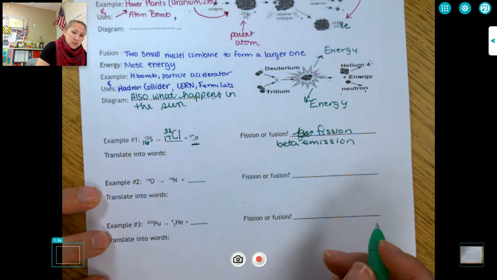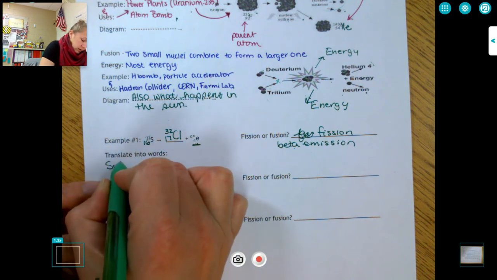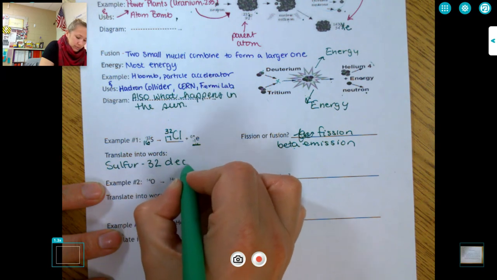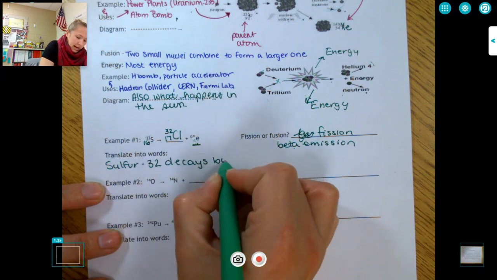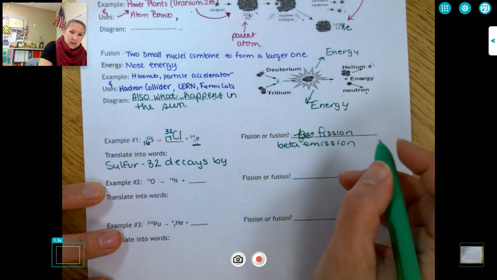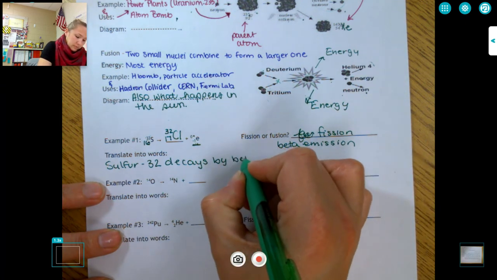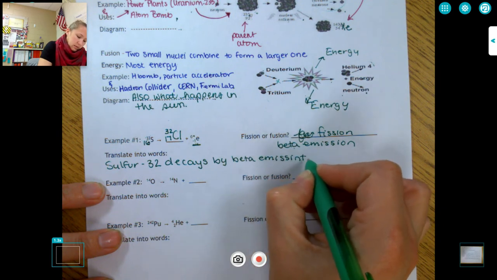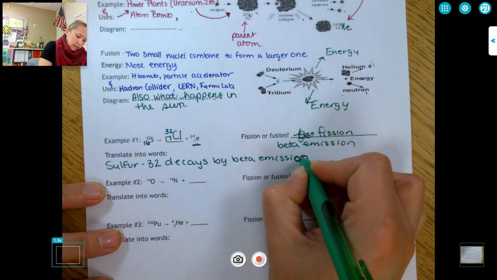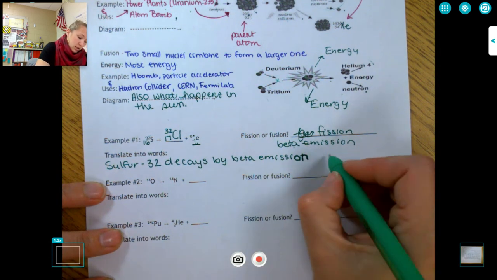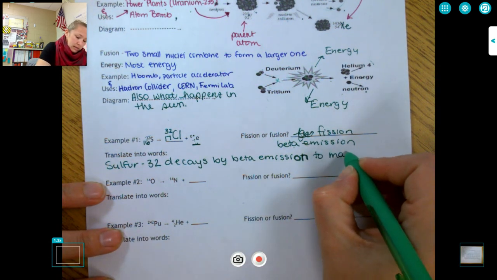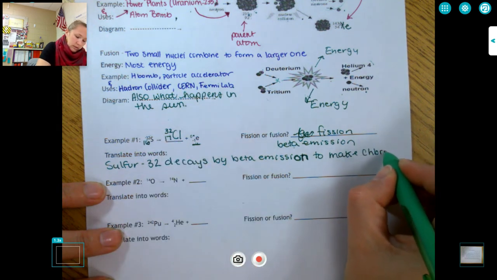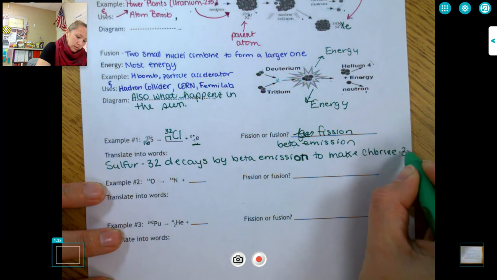To translate this into words, we would say that sulfur 32 decays by beta emission, because it gives off a beta particle, to make chlorine 32.